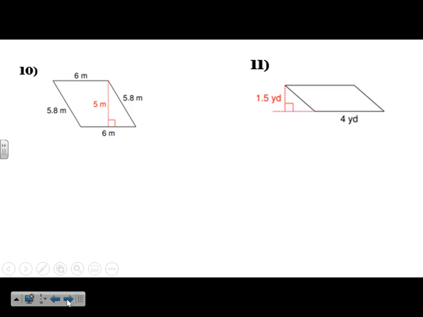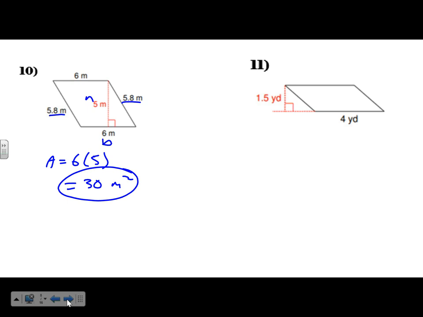And parallelograms, again, they try to throw you off a little bit by giving you some of these extra sides you don't necessarily need. Technically, if you knew what the height was over here, then you could use that 5.8 for the base, but we're not going to worry about it for this. So that is 6 times 5, which is 30. And this one is 4 times 1.5, which I think is 6, yeah, it's 6.